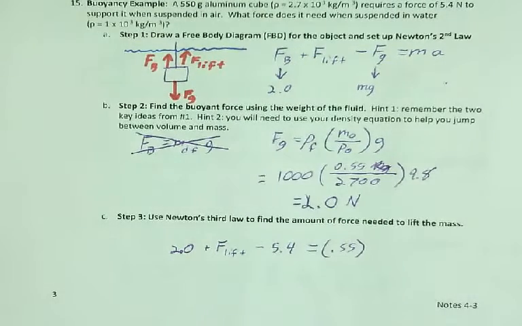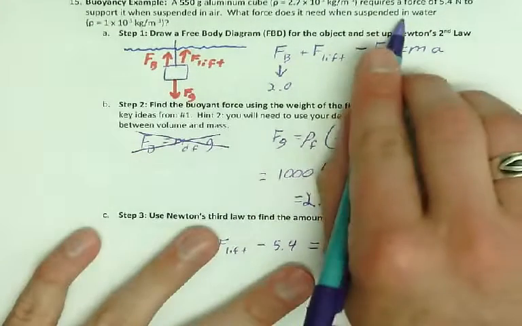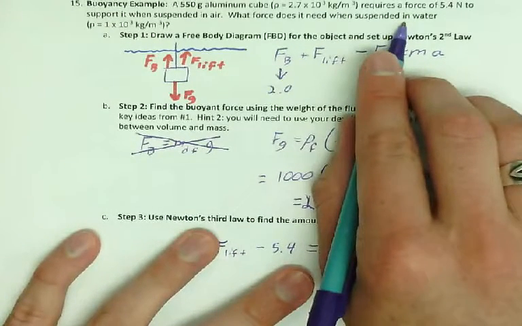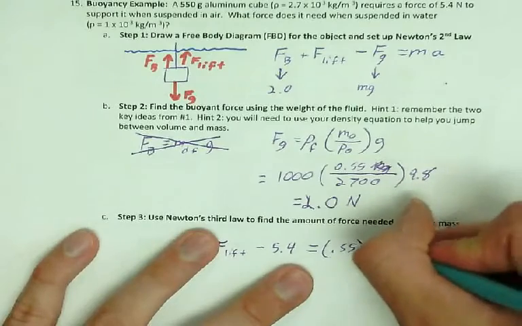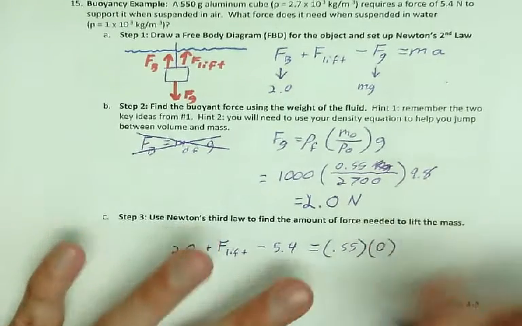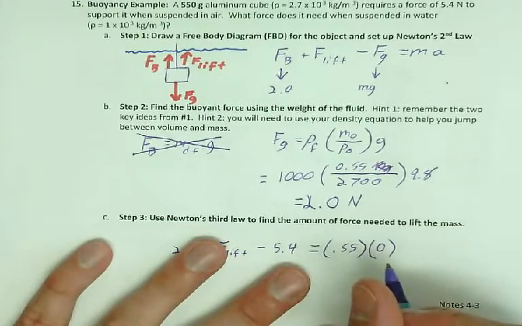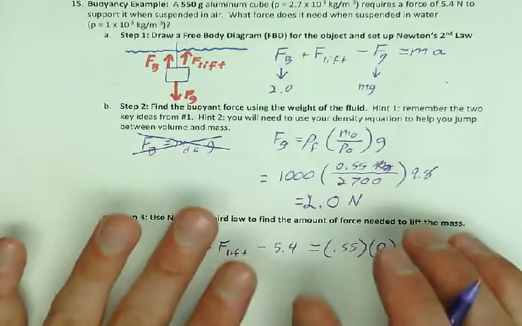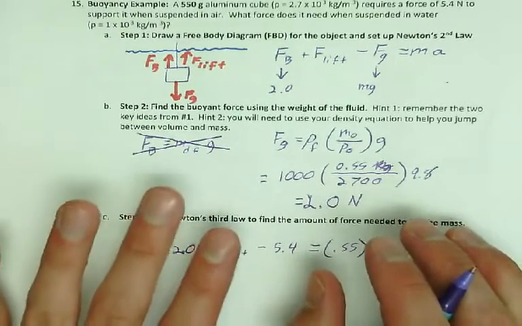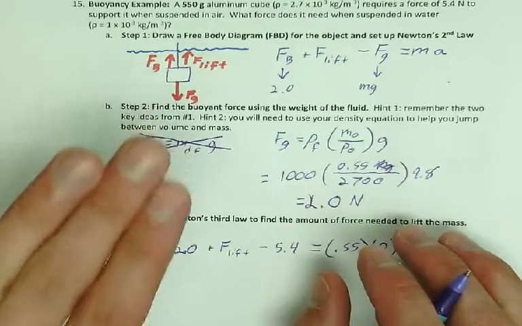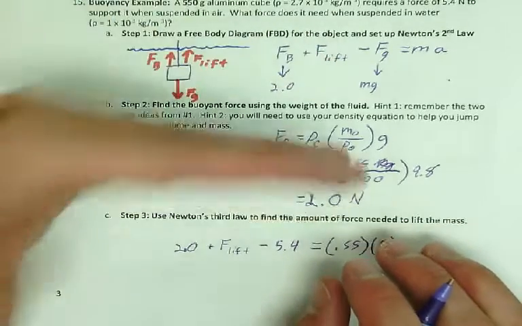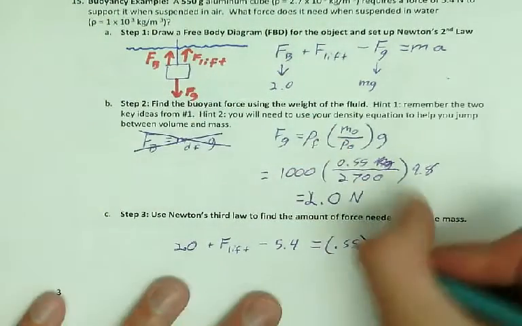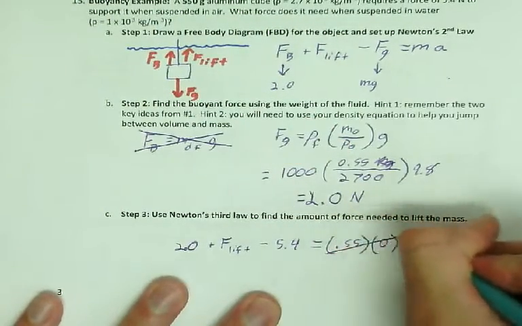What's the acceleration of this object if it's just suspended in the water? 0. Yep, it's 0. I'll give you a hint. It's always 0 unless I tell you otherwise. So if I say so, then there's an acceleration. Otherwise, it's 0. Even if it's going up at a constant speed, that's 0. If it's staying still, that's 0. So it's 0 unless I say otherwise.